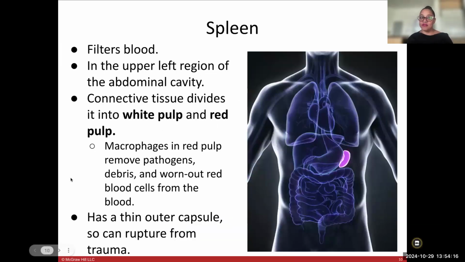The spleen filters blood. It's in the upper left region of the abdominal cavity, kind of right behind the stomach. Connective tissue divides it into white pulp and red pulp. Macrophages in red pulp remove pathogens, debris, and worn out red blood cells from the blood. It has a thin outer capsule, so it can rupture from trauma. The spleen is actually very, very delicate, and if somebody's in an accident or even gets hit too hard, the spleen can rupture.